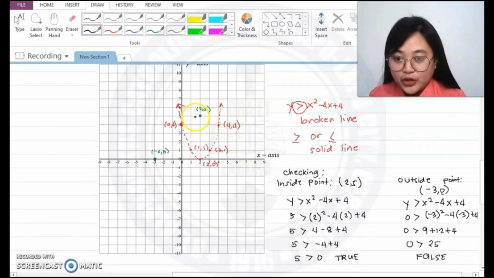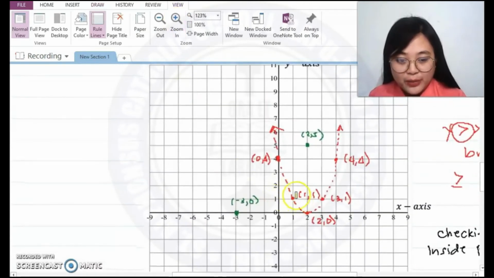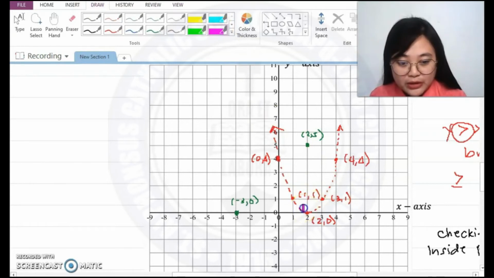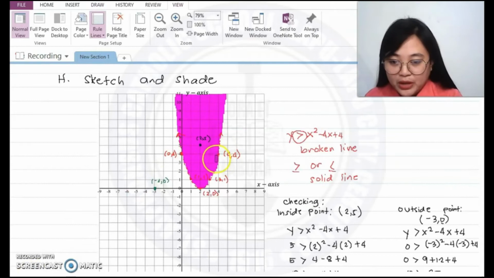Then prepare your highlighter. We're going to shade now the inside of the parabola. So we will do the shading. Make sure that it will not be so messy. Color it properly, class. So from here, you're going to color that one using your highlighter. Then after highlighting, the shaded part of your parabola should look like this. So you need to shade until the end of your graphing paper.